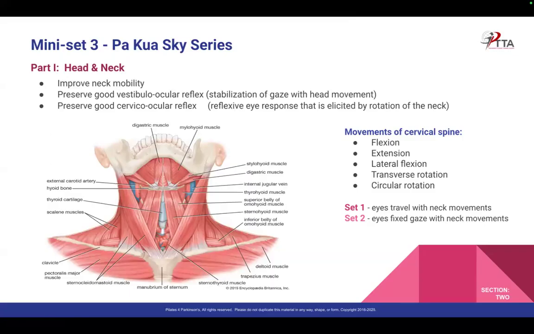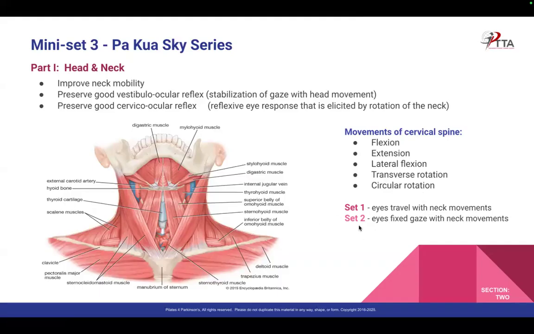So the more movement of the neck you have, the better amplitude of view that your client can have, and the more stability and balance that they can maintain. And then we know movements of the cervical spine are the same as the regular spine: flexion, extension, lateral flexion, transverse, and circular rotation. All right.